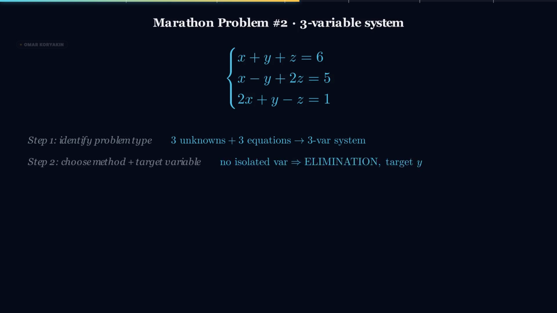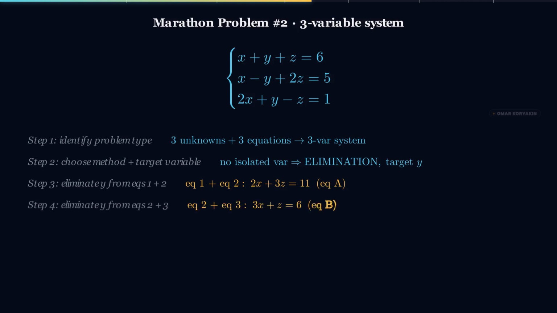Step 2. Choose elimination as the method. No variable is isolated. Equal or opposite coefficient construction across pairs is the natural fit. Target eliminating y first because y has coefficients 1, -1, and 1 across the 3 equations. Step 3. Eliminate y from equations 1 and 2. Add equation 1 and equation 2: x plus 3z equals 11. Call this equation A.